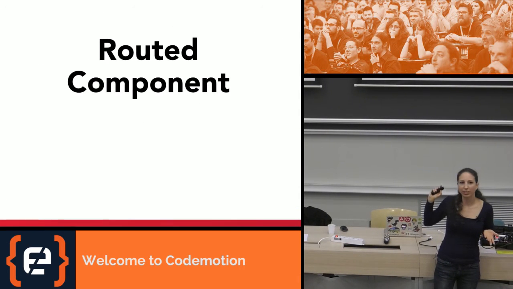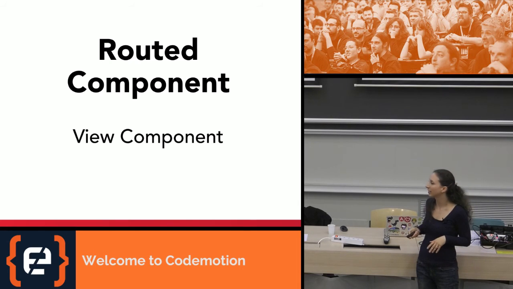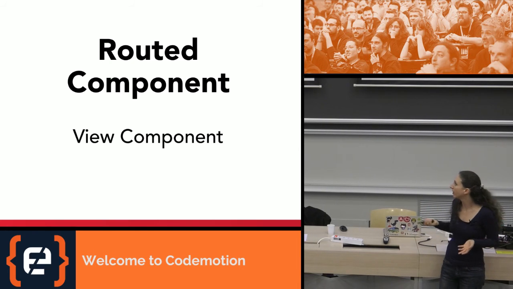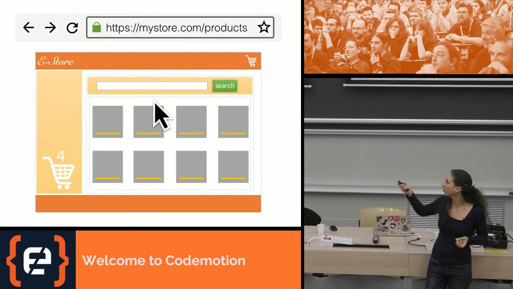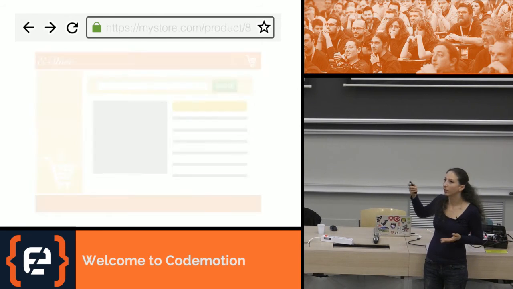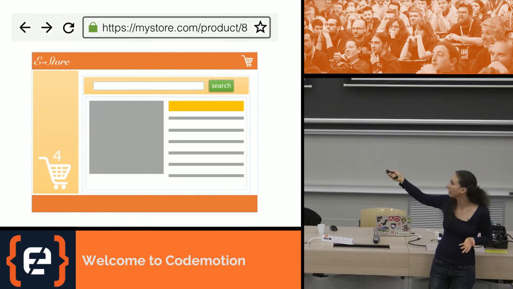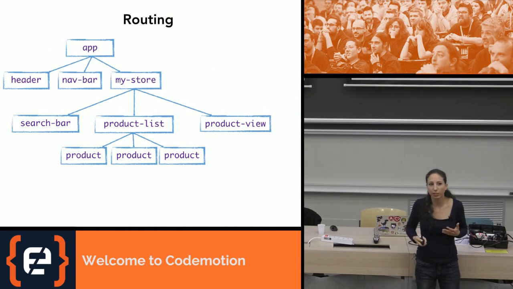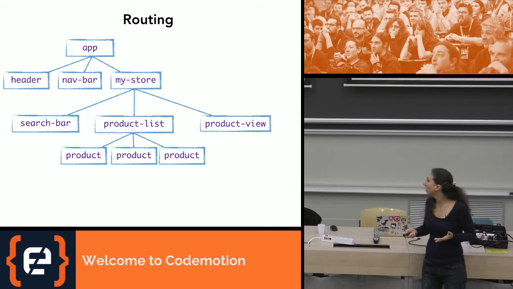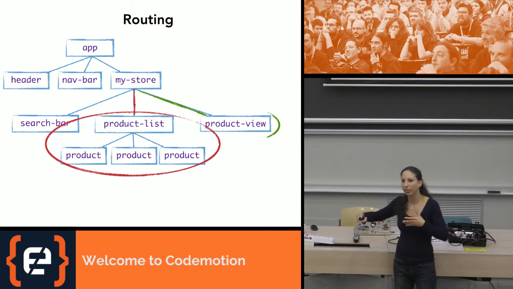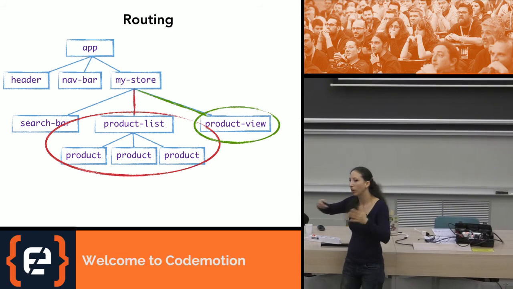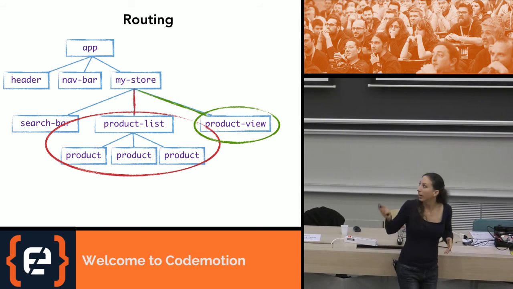All right, so there's also routed component, like I said, which is also called view component. So when you click on one of the items, you route to a different view, and also the URL changes. So how do you do that? I'm not going to get a lot into this, but you declare the routing in a module, in a router module.